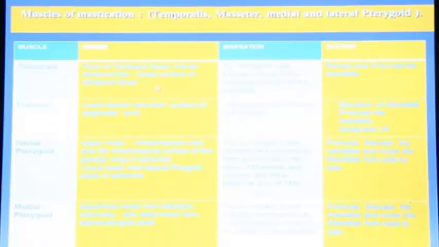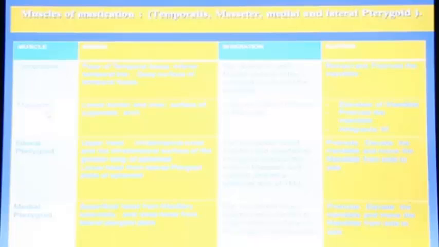Temporalis muscle, origin from the floor of the temporal fossa, inferior temporal line, and deep surface of the temporal fossa. Insertion, tip and border of the medial surface of the coronoid process of the mandible. Action, retract and protrude the mandible. This is the temporalis muscle.